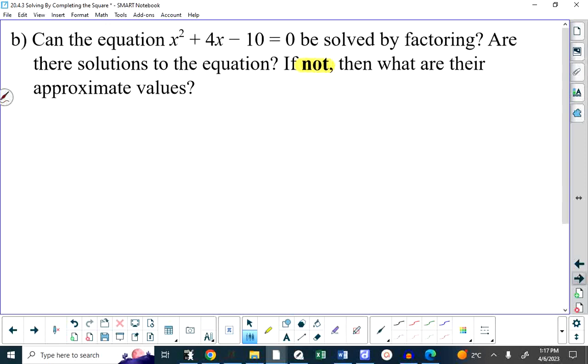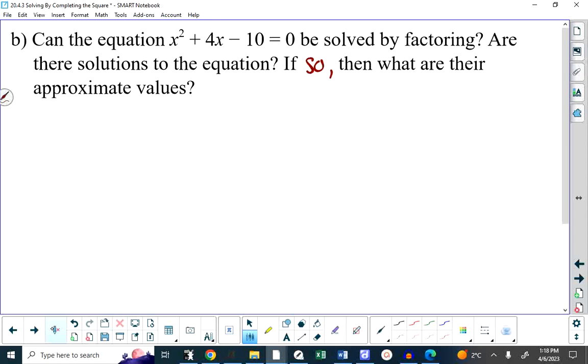B, can this equation be solved by factoring? Are there solutions to the equation? And there's a typing mistake in your handout. Actually, you know what? No. Leave it alone. Does yours say, if so, then what are their approximate values? Okay, that makes sense then. Are there solutions? If so, what are their values? So can it be solved by factoring?